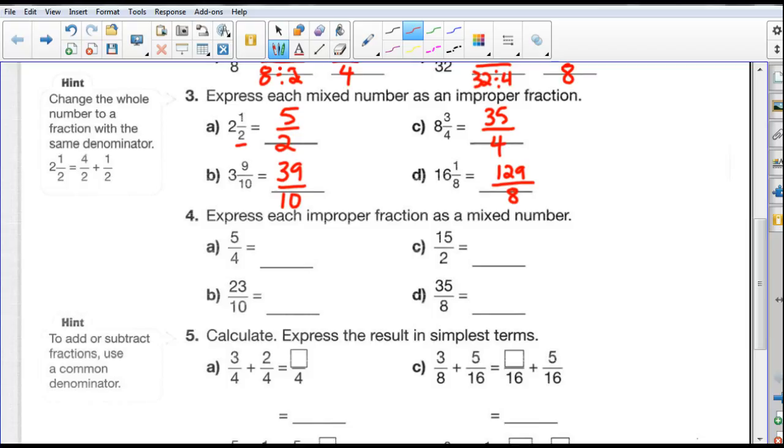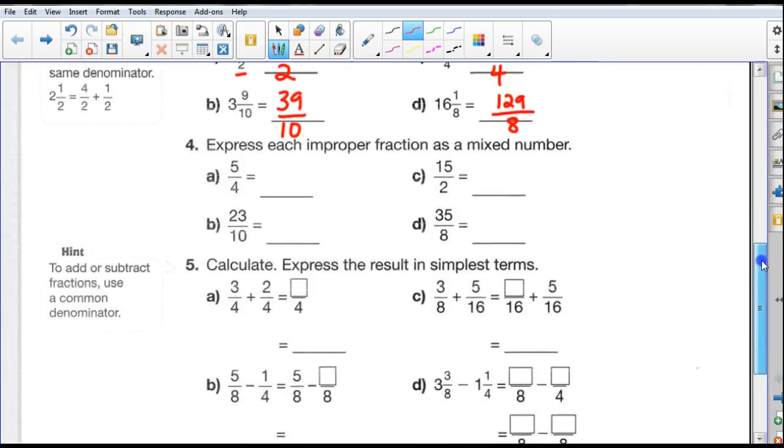Now, for number 4, it says express each improper fraction as a mixed number, so we want to convert it the other way. Well, what we do is we take the denominator, which is 4, and we see how many times it divides into the numerator. So 4 goes into 5 one time, because 4 times 1 is 4. But what is left over? 5 subtract 4 is 1. So we've got 1 out of 4 left over. So 5/4 is the same as 1 1/4.